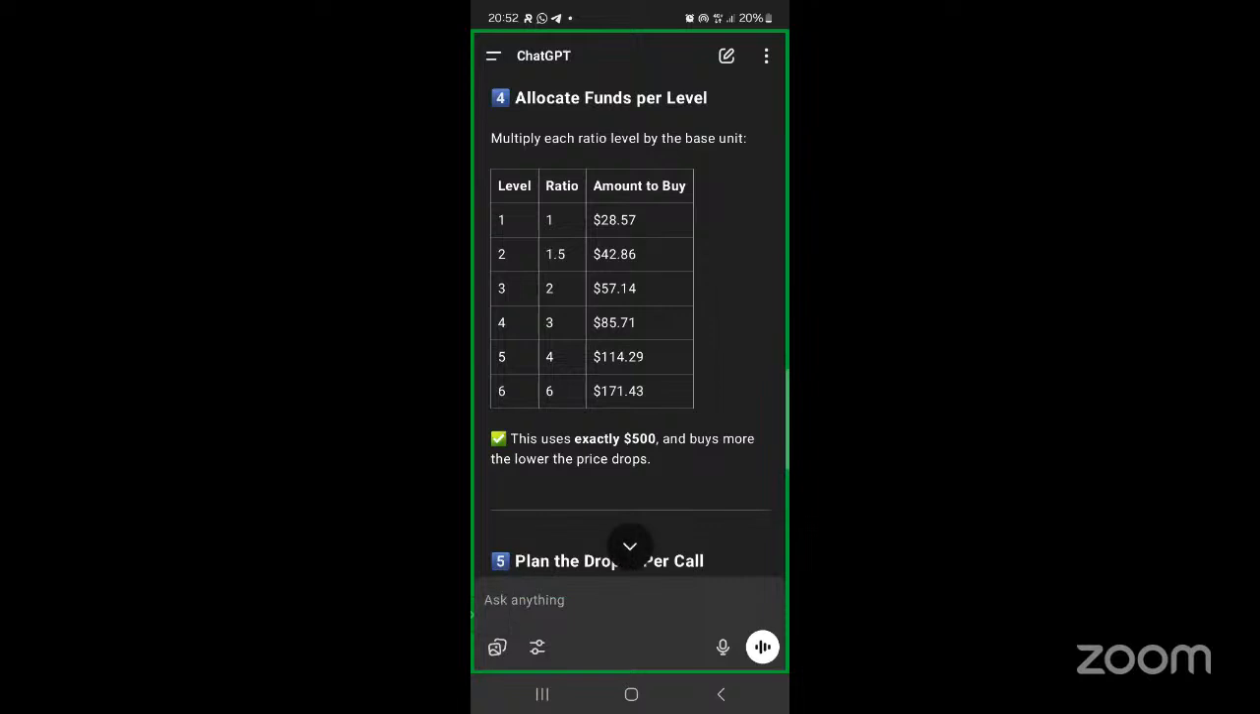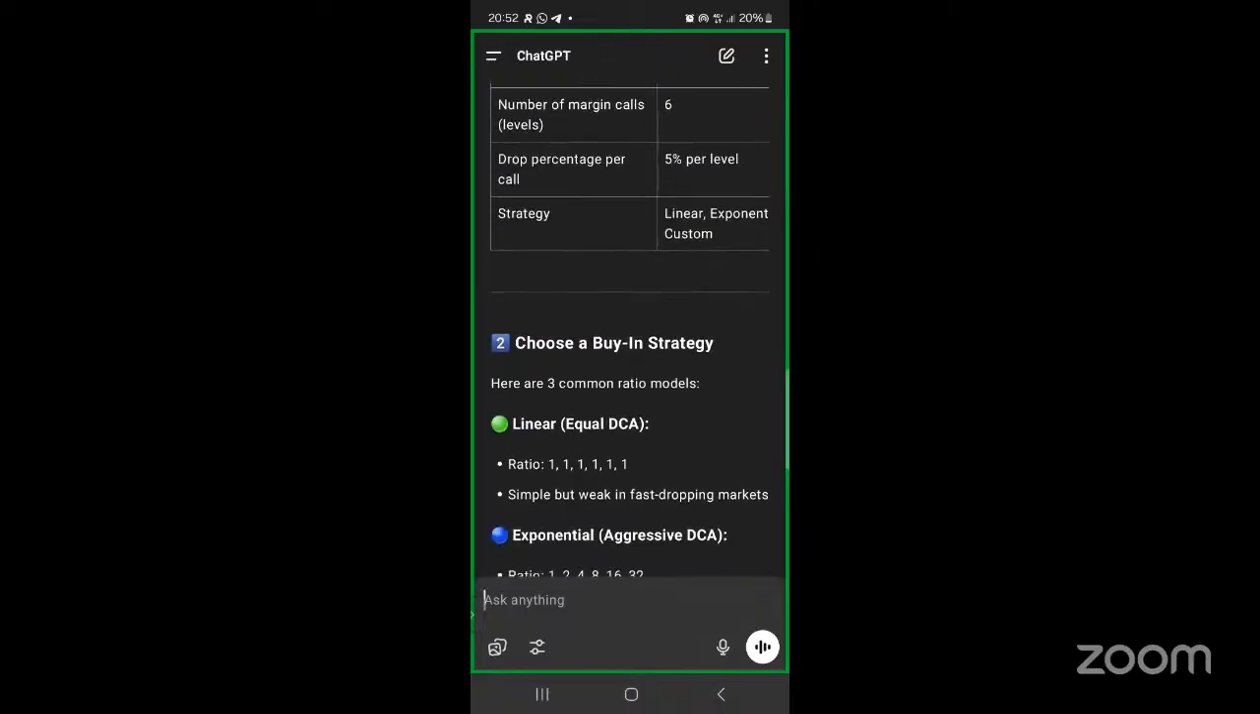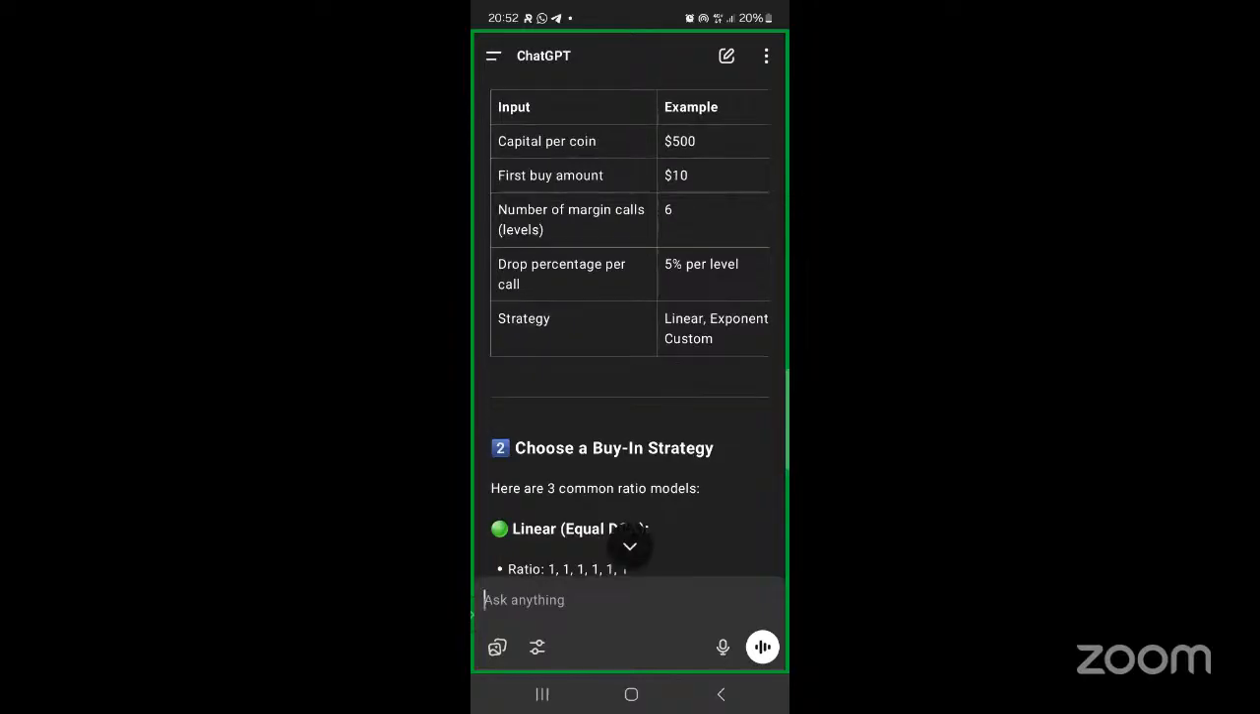I hope that is clear. Jojo is asking, how do we get the ratios? Jojo, this is the question I asked, but we are going to ask it again.